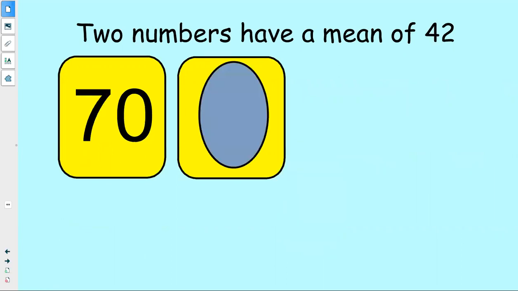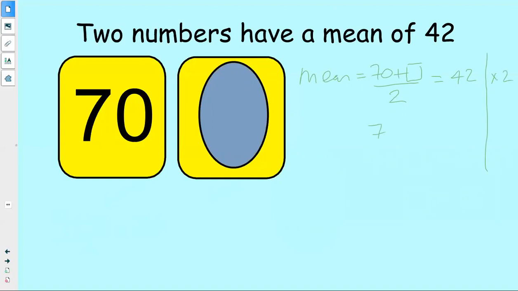So two numbers have a mean of 42, 70 plus something unknown. So the mean's 42. What is that unknown value? So again, you've got your mean equals your 70 plus your unknown value divided by 2, because there's 2 members, 2 values in this data set, and your answer is equal to 42. How do you undo that? How do you undo divide by 2? Times by 2.